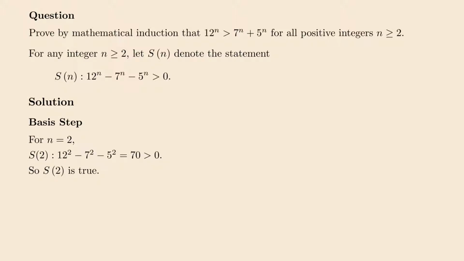So onto the basis step. Here we will be using n equal to 2. That is because our question gives us that the lowest possible integer is n equal to 2. Substituting this in, we get that 12 squared minus 7 squared minus 5 squared is equal to 70, which is positive. Our basis step is therefore complete.